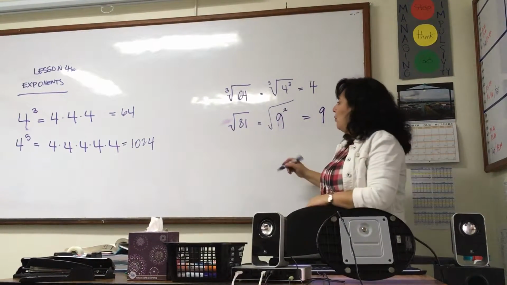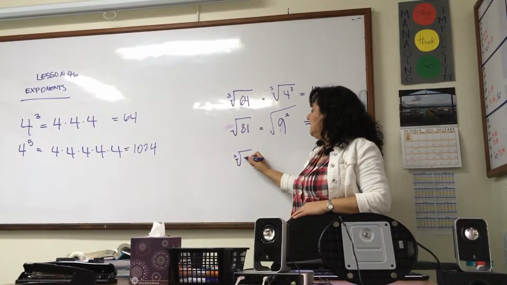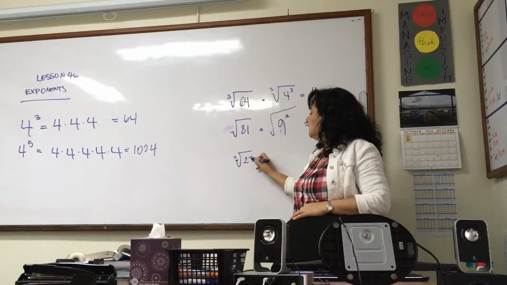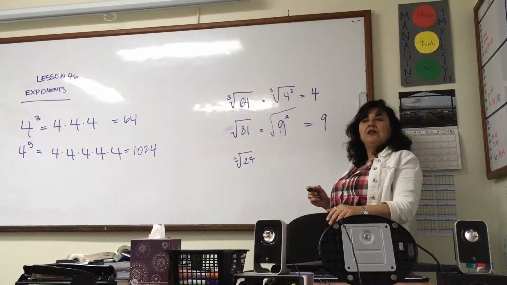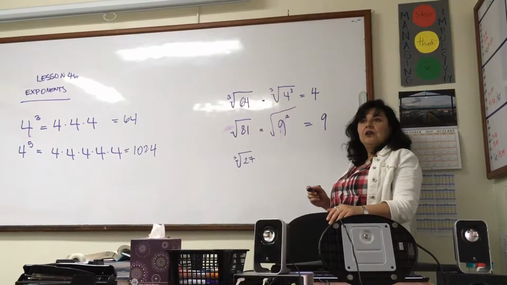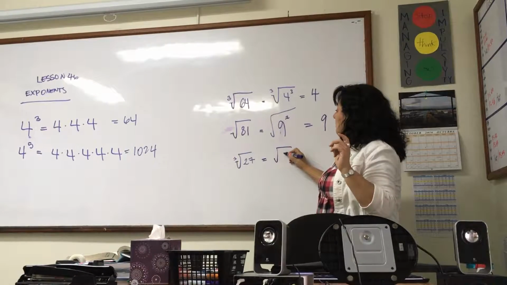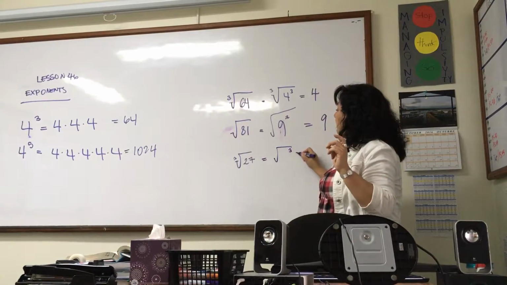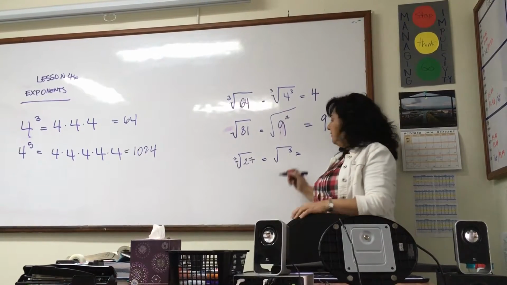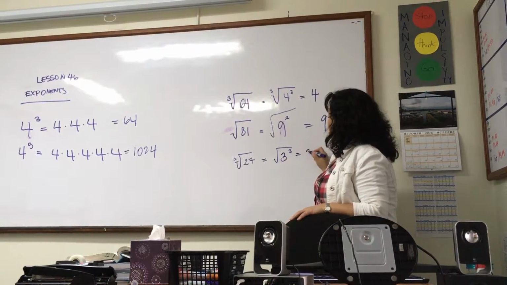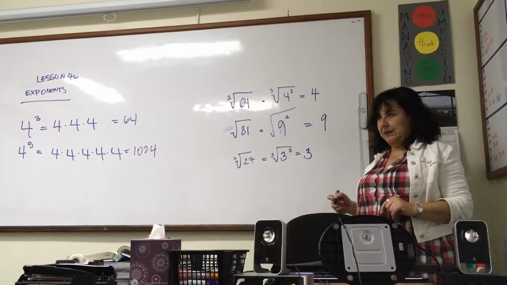What about the cube root of 27? What does that mean? What do you have to ask yourselves? What number multiplied by itself 3 times equals 27? Very good. And what would that be? Anybody? 3? So your answer is 3. Okay? Does that make sense?